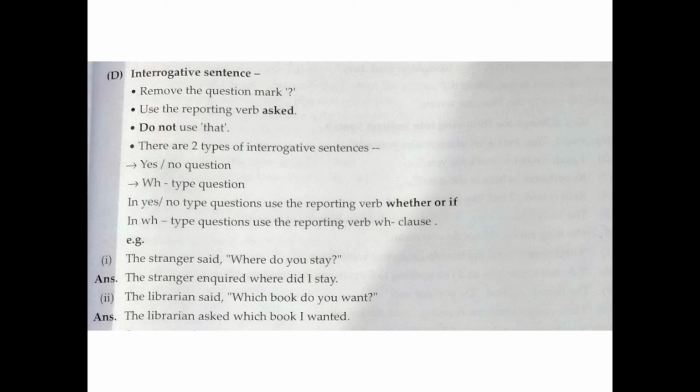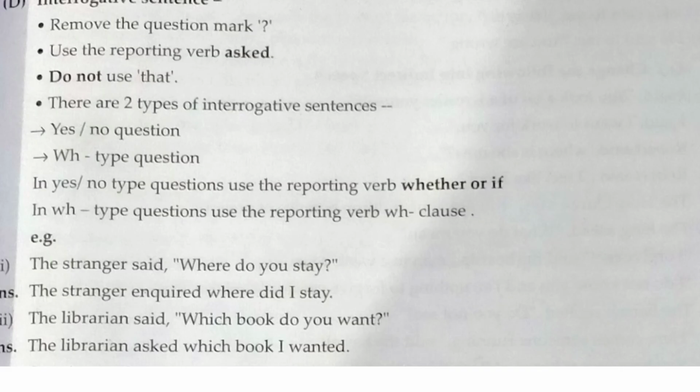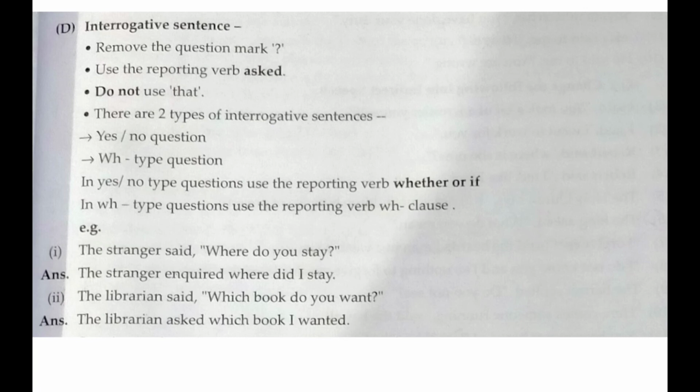The question word is used in the sentence, that only we are going to use over there. Suppose the stranger said, "Where do you live?" So it is a WH type question, so we can say that it is an inquiry type question. So we can say that the stranger inquired or asked, "Where did I stay?" Here the inquiry is done with me only, so we will use I over there. The stranger inquired that where did I stay?